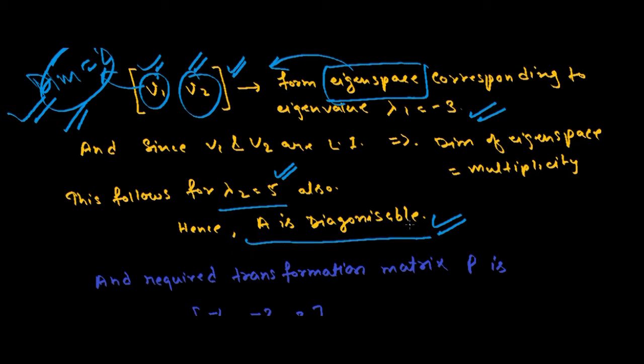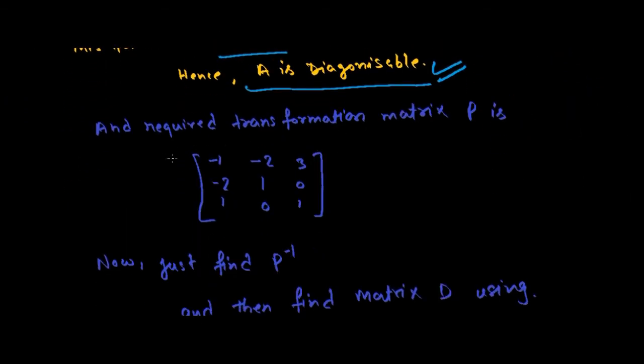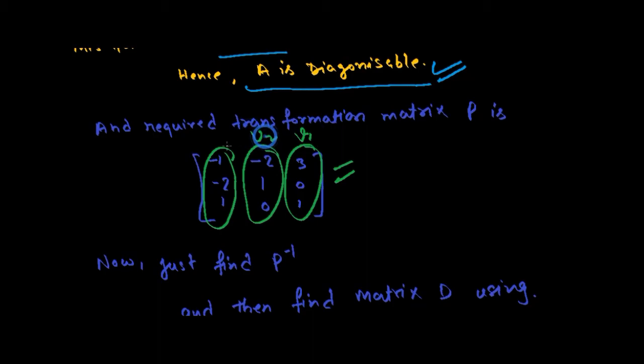After you checked whether the matrix A is diagonalizable or not, and you got an affirmative answer that matrix A is diagonalizable, how do we find this matrix P? Let's see. It is very simple. Just place the eigenvectors that you found as column vectors of P. So this is v1, this is v2, this is v3.